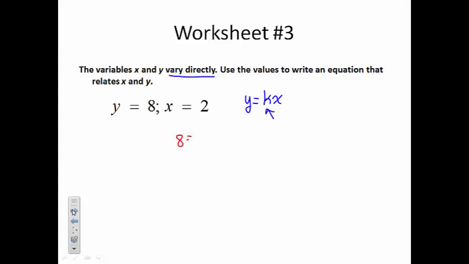So 8 equals k times 2. If you didn't follow, we just plugged in 8 into where our y is supposed to go, and 2 into where our x is supposed to go. Now we just solve for our k. We're trying to figure out what is that constant. 4 equals k. So therefore, we just plug it right back into our formula, and we get y equals 4x. That is the equation. That's it. We're basically just doing it backwards. So at this point, you should know your answer, so you should write it down since I did it with you.